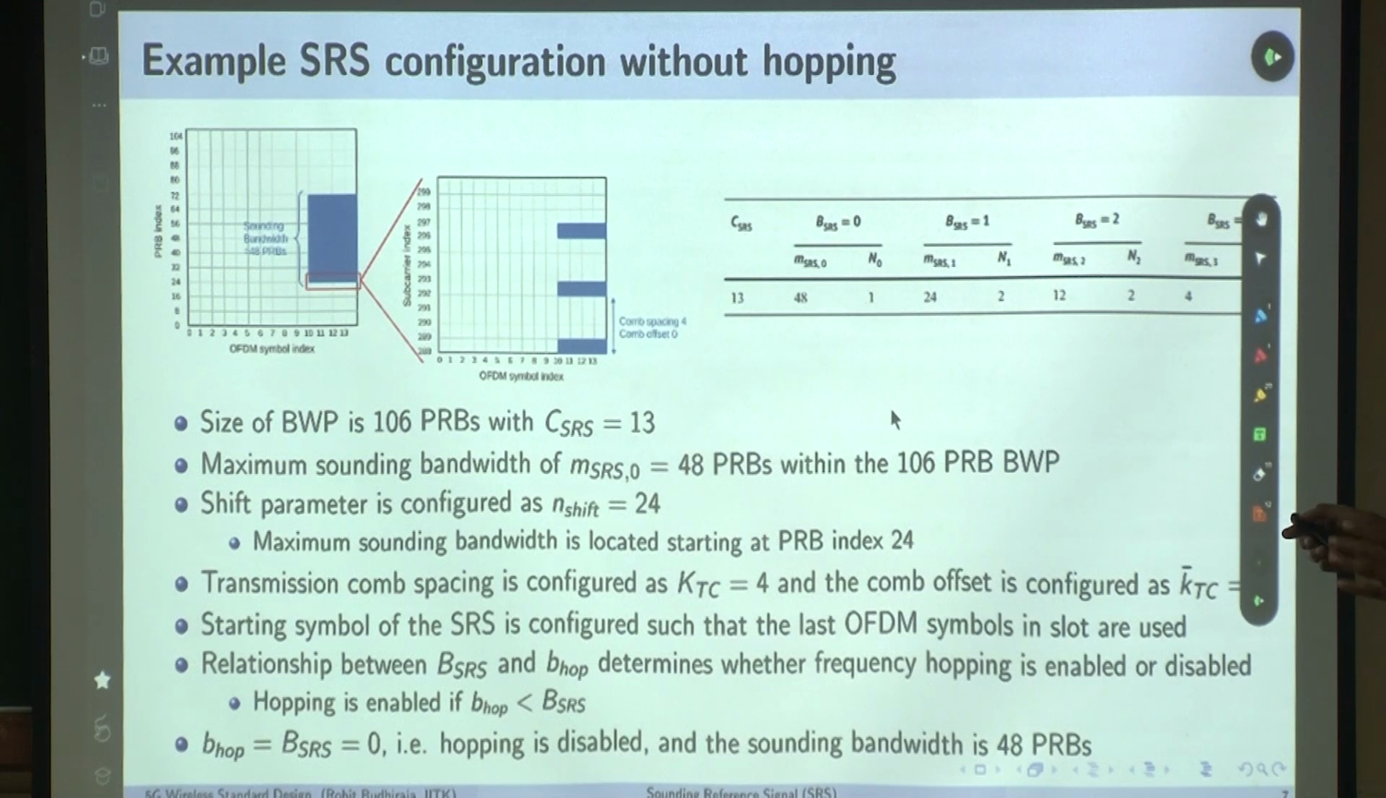If I set B SRS as 0, my B hop is always 0, right. Depending on what column I pick, hopping will be enabled or disabled, correct. Now the first example is, if I set B SRS as 0, there will not be any hopping, and the complete bandwidth will be sounded out in 1 hop, right.